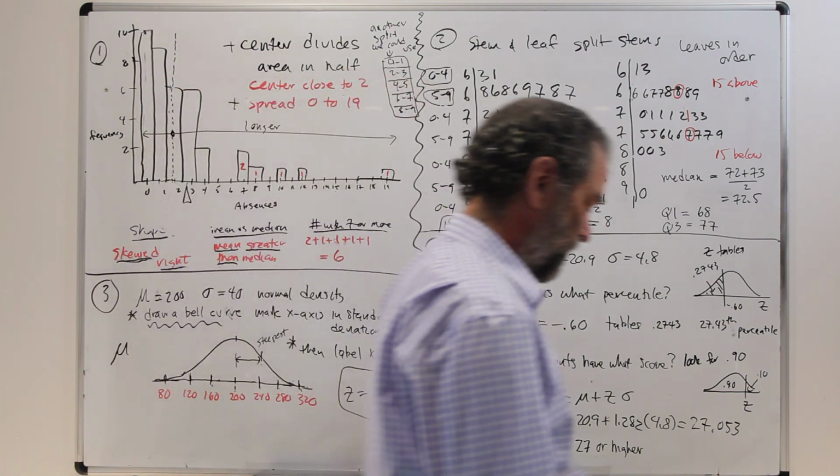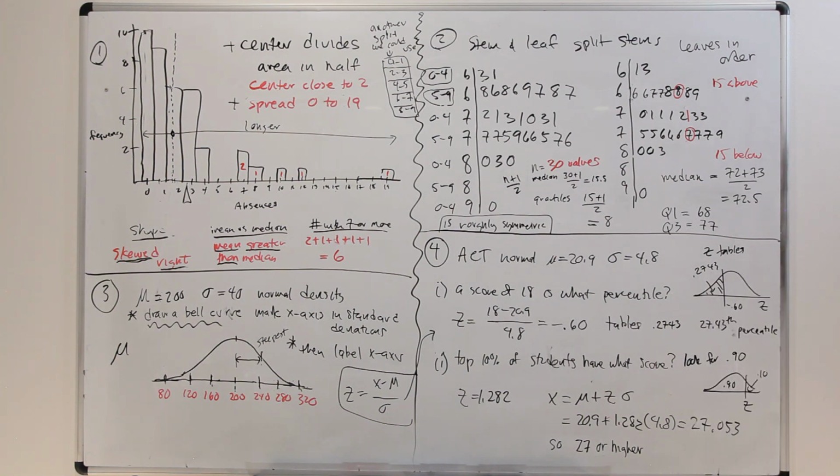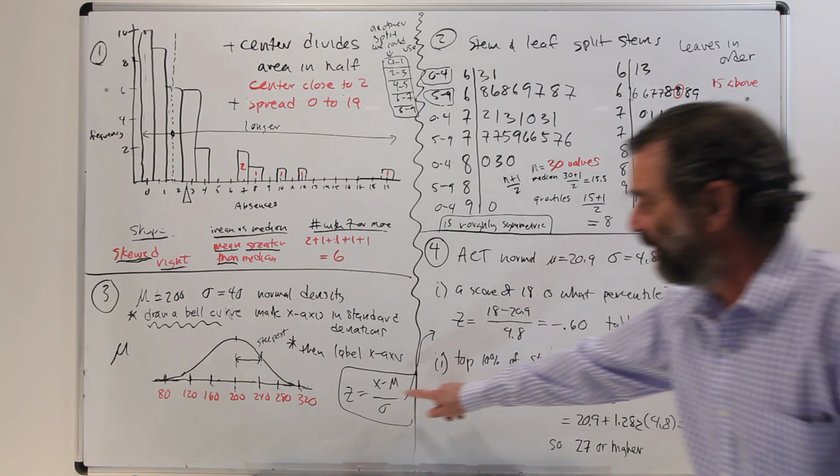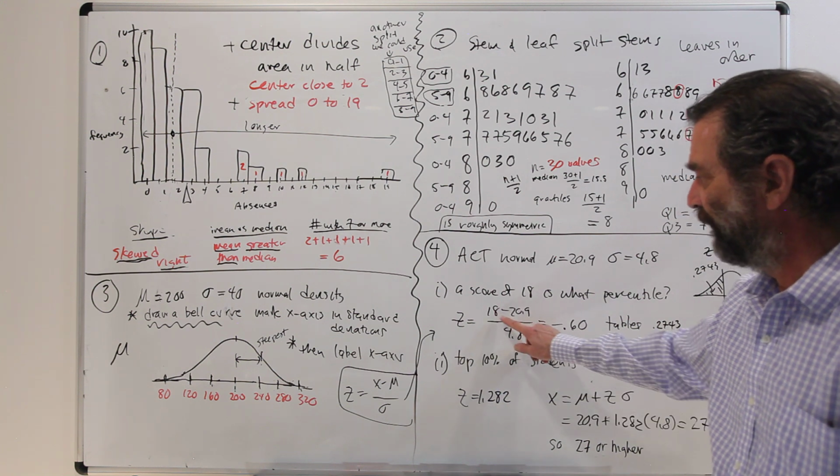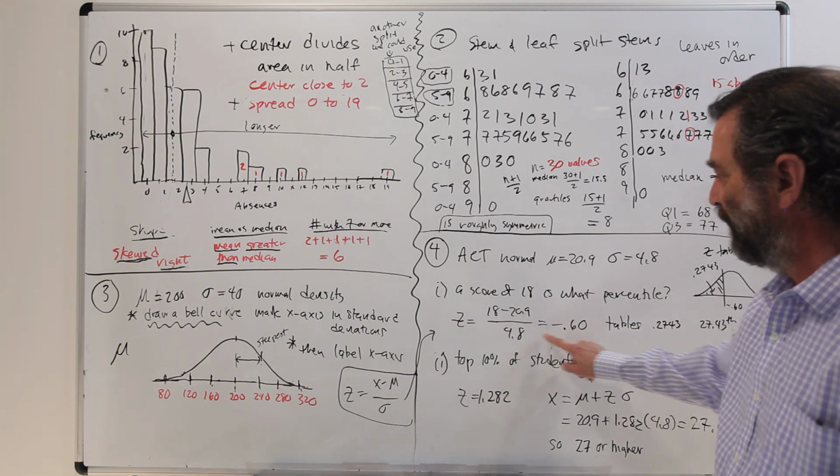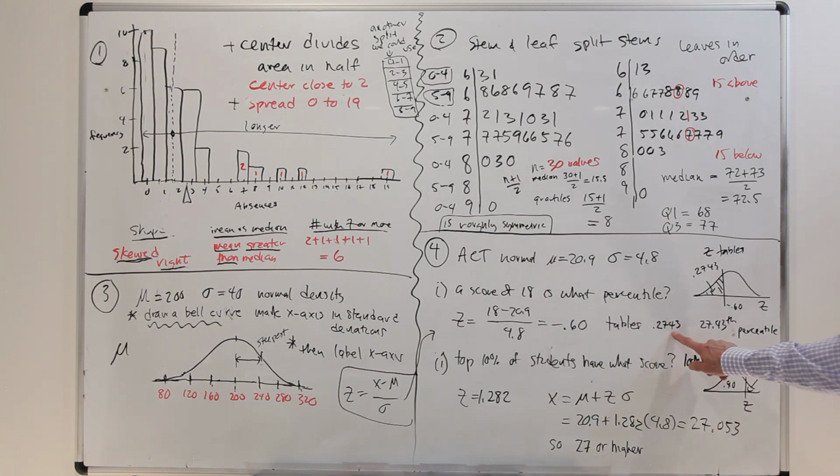So now we're at number 4. It says, suppose ACT scores are normal with a mean of 20.9 and sigma is 4.8. What percentile is 18? So to find percentiles, I compute a z-score. Here it is. (X minus mu) over sigma. X is 18. Mu is 20.9. Sigma is 4.8. I get minus 0.6. I go to the tables and get 0.2743. That says area left. The percentile is just the percent less than that value. So we get 27.43%, or the 27th percentile, or the 27.43th percentile.